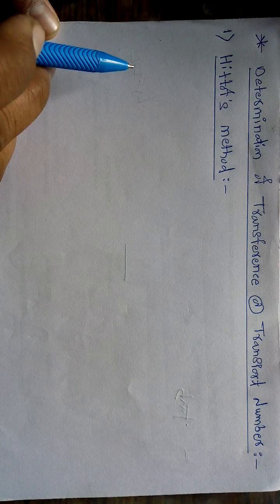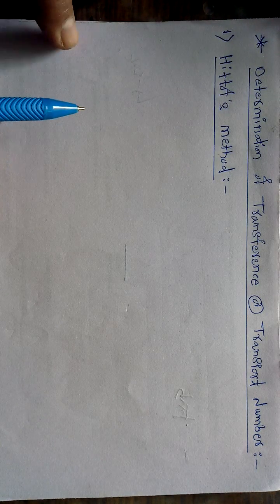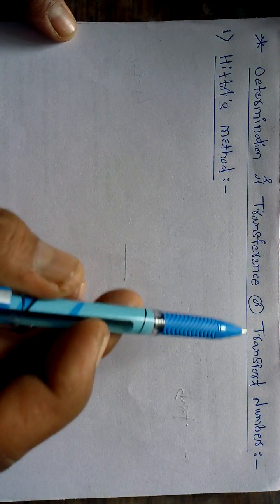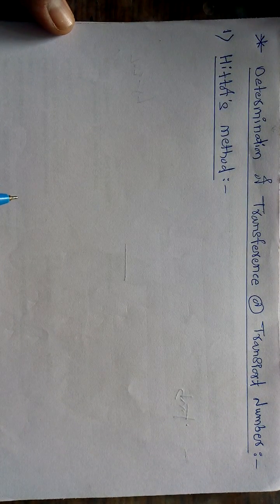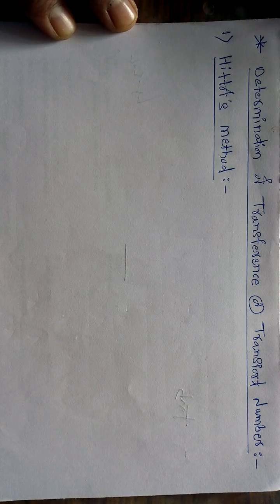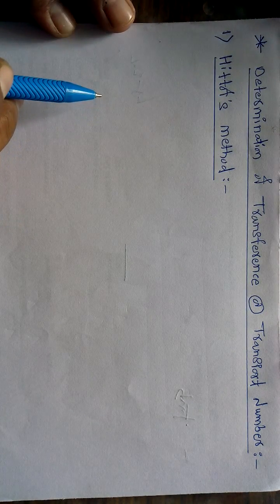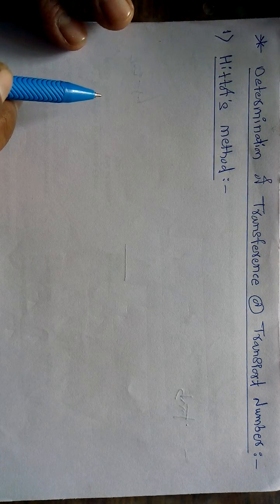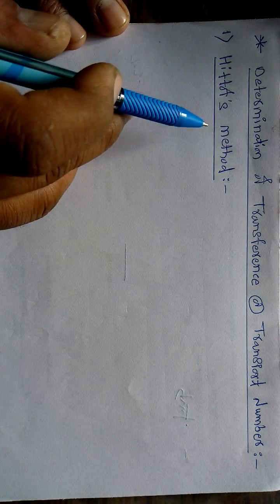Now in the current lecture we are going to study the next important point from the chapter, that is the determination of transference or transport number. We know very well the transport number of cations and anions. So the question arises how to determine this transport number of the ions. Some methods are there for the determination of these transport numbers. The first important method is called Hittorf's method.